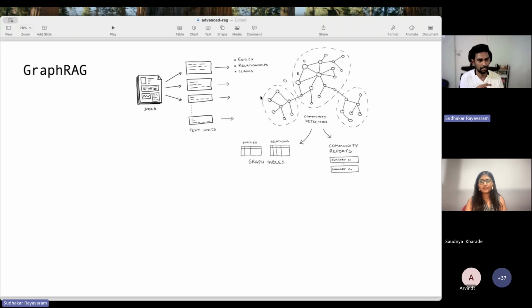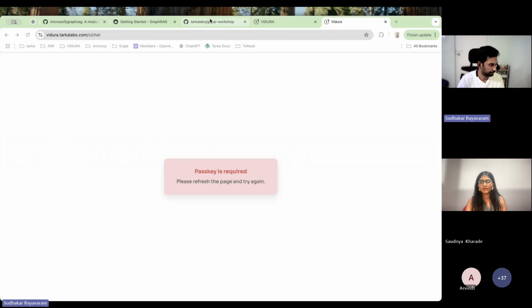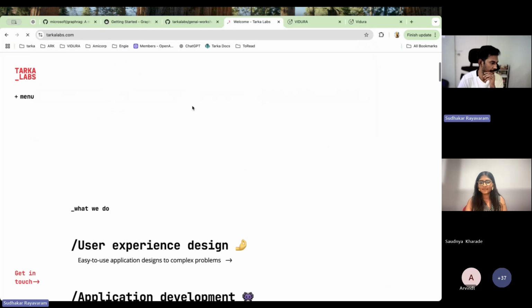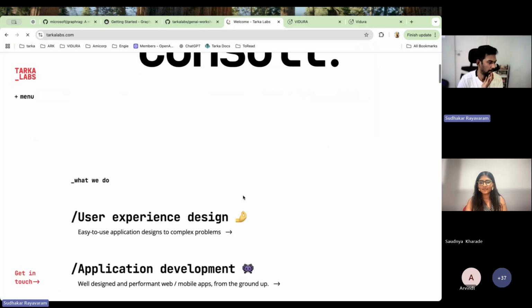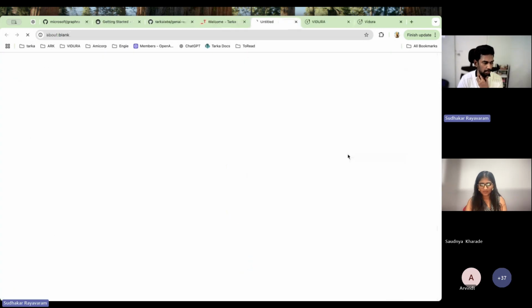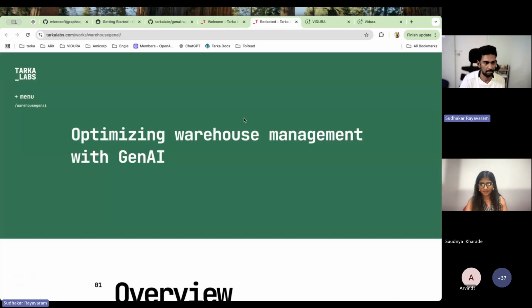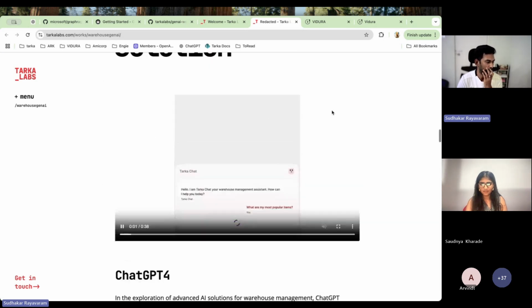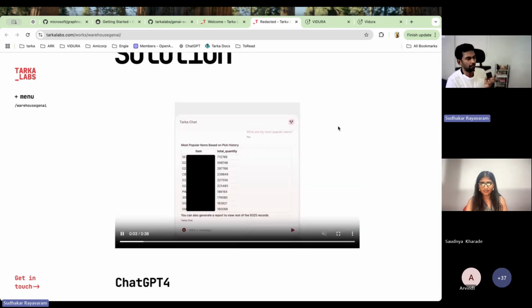What we did, when we had that requirement, is we took a function calling approach. For example, let me quickly show you what we did. So in Tarka Labs, one of our customers works highly with warehouse management systems. So they needed this whole LLM powered chatbot to create reports and all this.